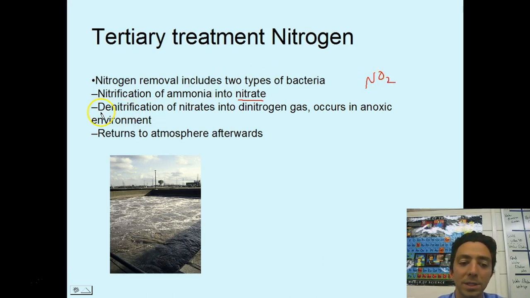After that, we're going through denitrification of the nitrates, and this is going to occur in an anoxic environment, and what we're going to have is bacteria growing without the presence of oxygen.